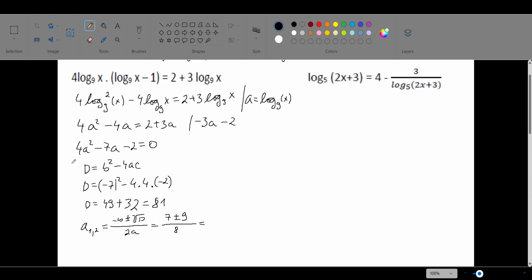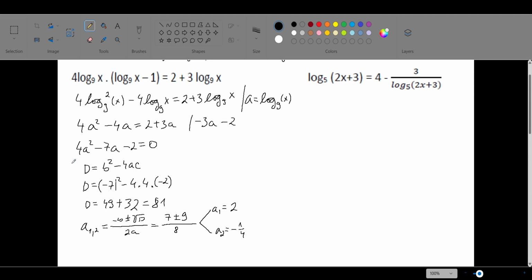So it means our roots, let me just do it this way, a1 is then equal to 7 plus 9, which is 16, over 8 is definitely equal to 2, and a2 is equal to 7 take away 9 is negative 2 over 8, which is negative 1 over 4.